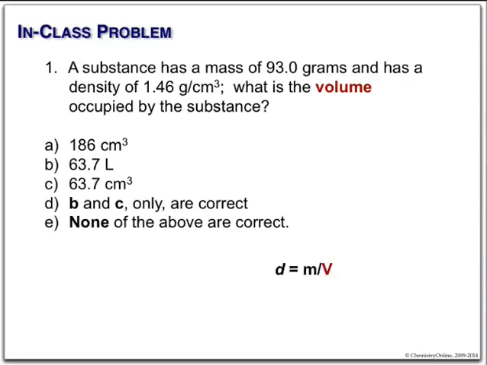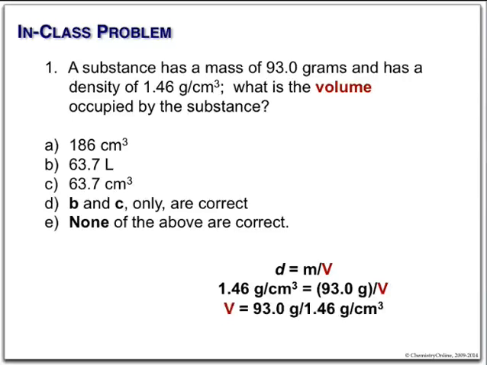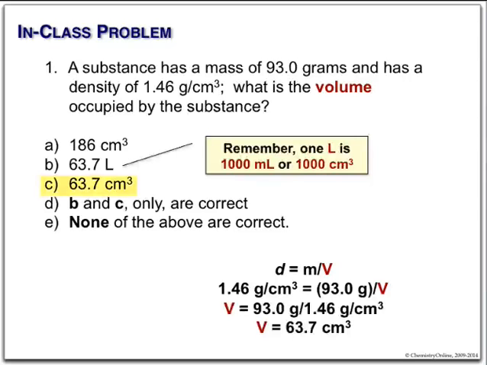Let's just do it with our formula. Density is equal to mass divided by volume. Going to solve this for V. Here we plugged in our density. Here we plugged in our mass. Now we're going to solve here. When we do that, it turns out to be 93 divided by 1.46. Do our simple math, and we get 63.7 cubic centimeters.